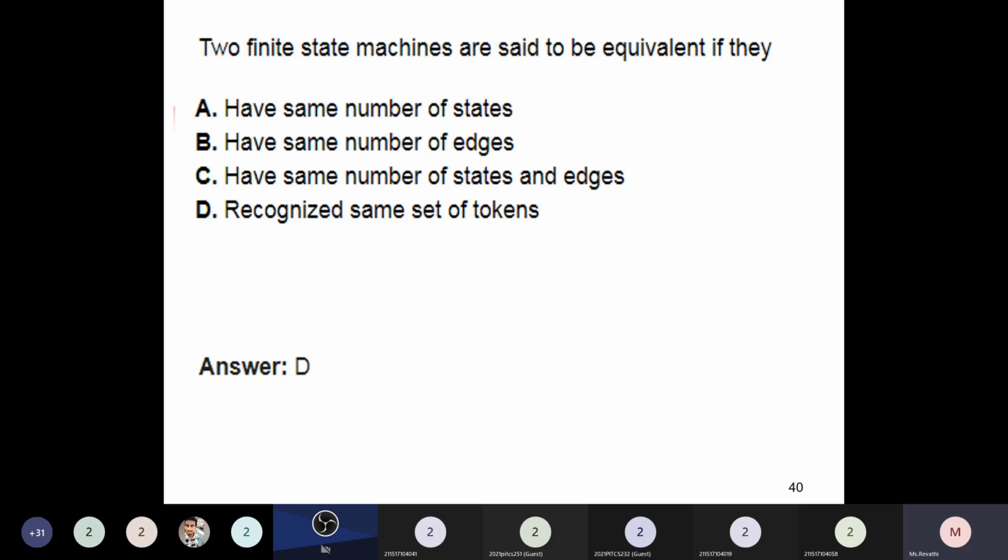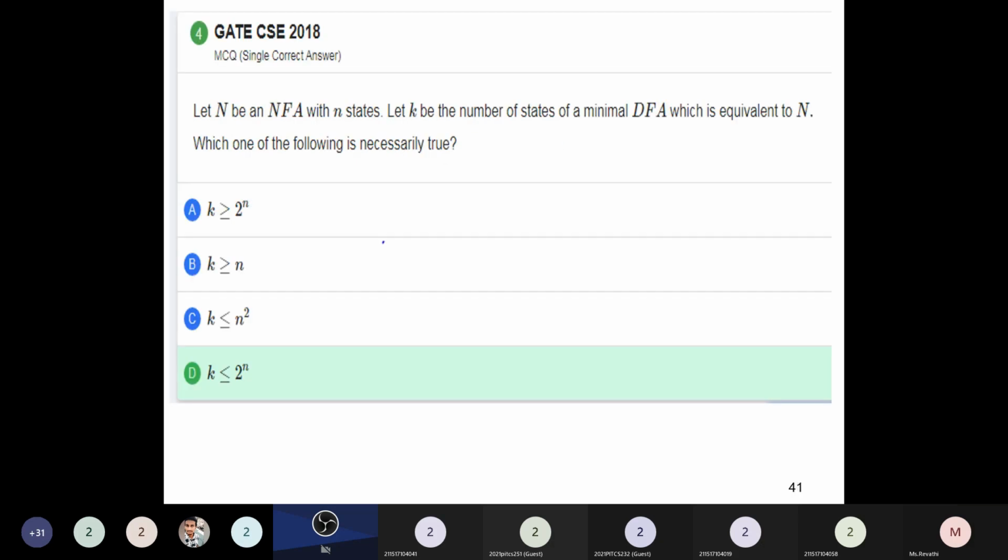So see here, 2 finite state machines are said to be equivalent if: the first option, they have the same number of states; have the same number of edges; have the same number of states and edges; or the option that they recognize the same set of tokens or the same set of input strings. So the 2 finite automata are said to be equivalent if they recognize the same set of input symbols, or same set of strings, or same set of tokens. So D is the correct option. And then the next one.